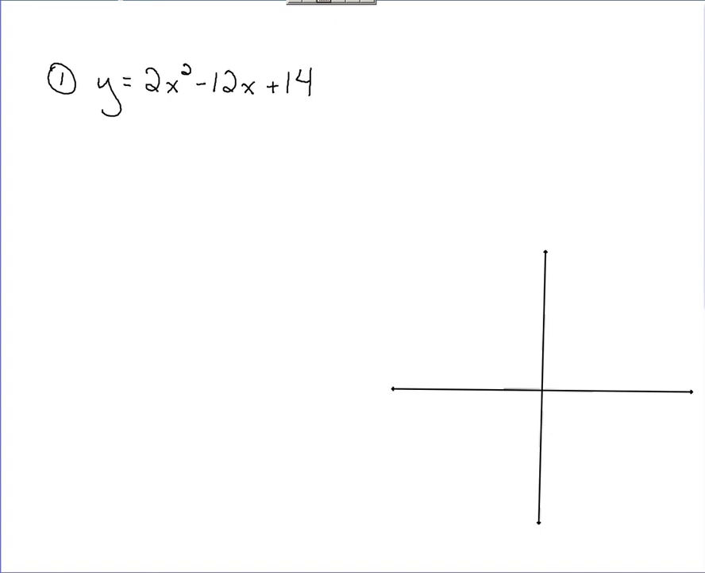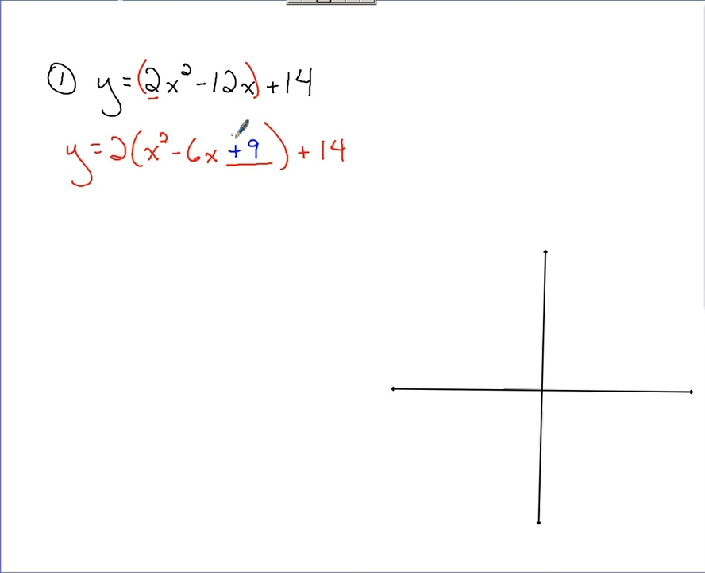All right, so breaking down how we're going to graph this parabola, I'm going to start by grouping my x's. I'm going to factor out this 2 so that I can complete the square. Got y equals 2 factored out, x squared minus 6x, leave some space to complete the square, plus 14. Now in completing the square, I'm going to take half of this negative 6, negative 3, square that, get 9.